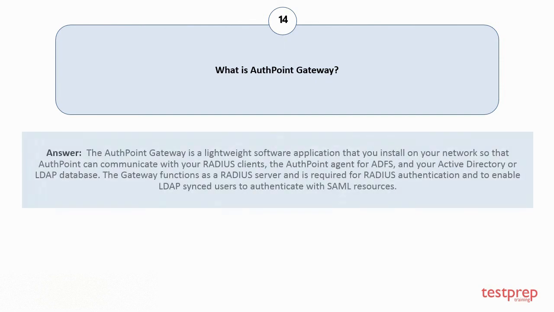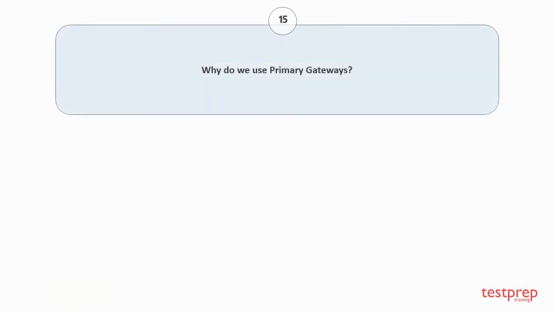Your answer is: the Authpoint Gateway is a lightweight software application that you install on your network so that Authpoint can communicate with your Radius clients, the Authpoint agent for ADFS, and your Active Directory or LDAP database. The gateway functions as a Radius server and is required for Radius authentication, and to enable LDAP synced users to authenticate with SAML resources. Question number 15. Why do we use primary gateways?